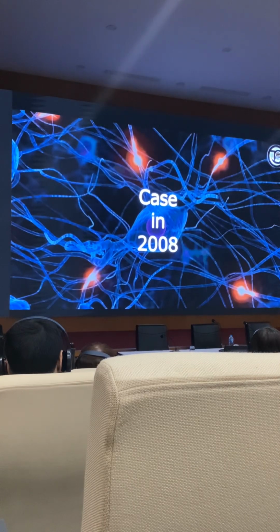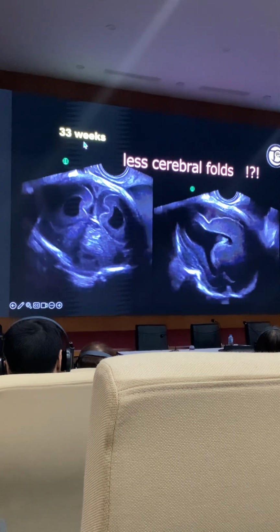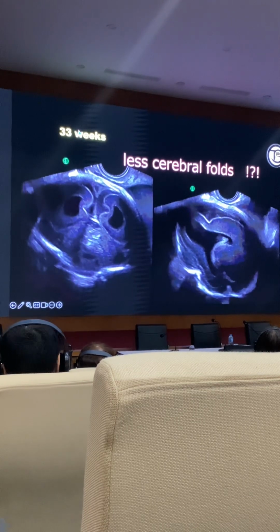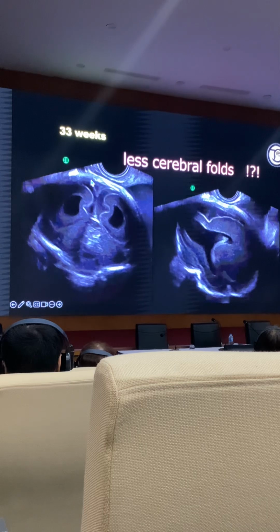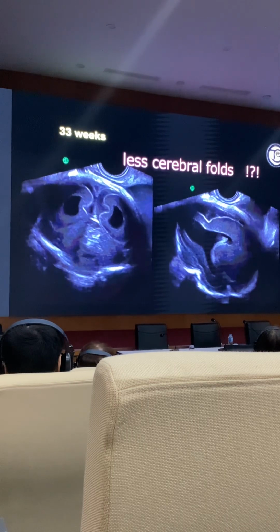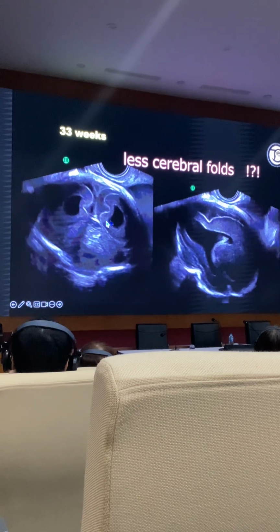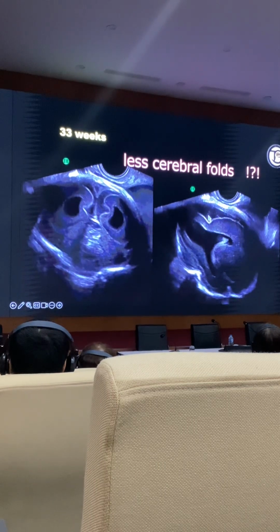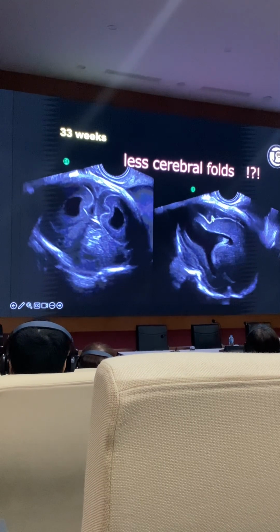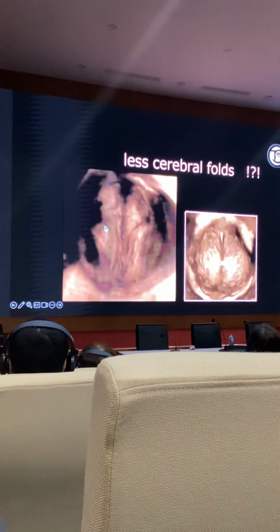Now, I had a case in 2008. At 33 weeks of gestation, I had a part-time job in another hospital at that time, and I went there once a month. I looked at this baby's brain, and, oh my gosh, this brain has less cerebral volume, less gyration, less sulcation. Okay, so at 33 weeks of gestation, let's take the 3D.